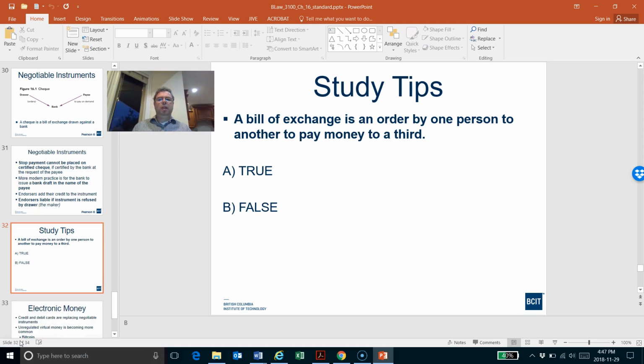So now looking at this question, very straightforward. The bill of exchange is an order by one person, the drawer, to another, the drawee, to pay money to a third party, the payee. So the answer here is true.